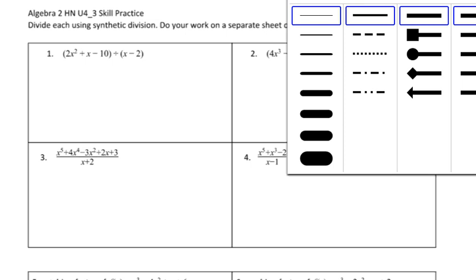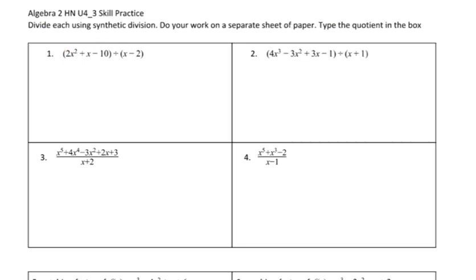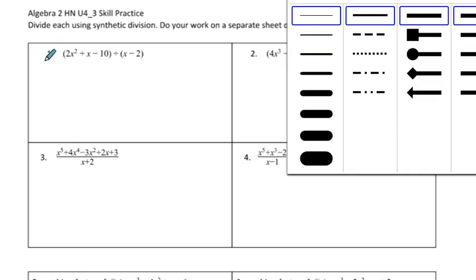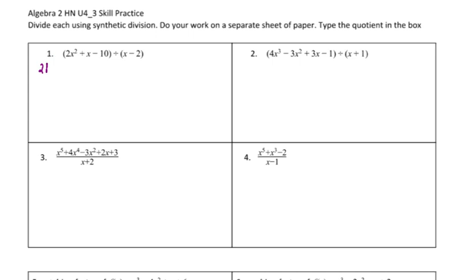All right, so we are dividing this polynomial by this binomial here, so that means we're going to switch out. And when we do our synthetic division, it's going to be dividing by 2. Let's see, we're not missing any terms here, so we're dividing by 2, and our coefficients are 2, 1, and negative 10.